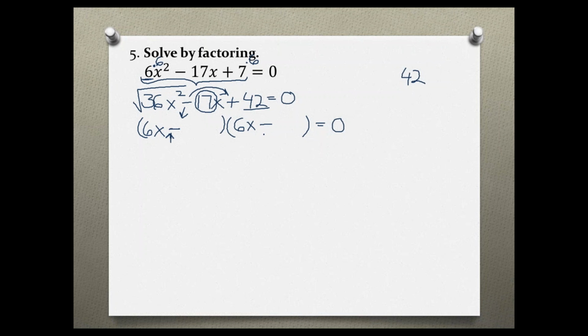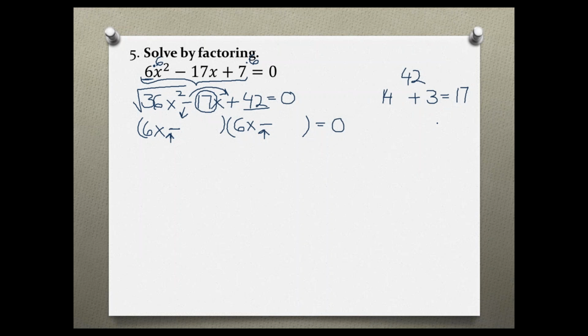Now when I have the same signs, the factors must add to give me the middle number. And if these signs would be different or opposites, then the factors would subtract to give me the middle number. In this case, they must add. So thinking of factors of 42, in this case it would be 14 and 3. 14 times 3 is 42, and 14 plus 3 is 17.